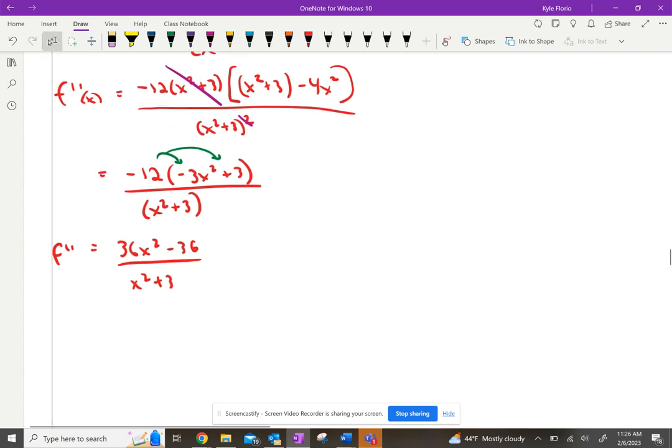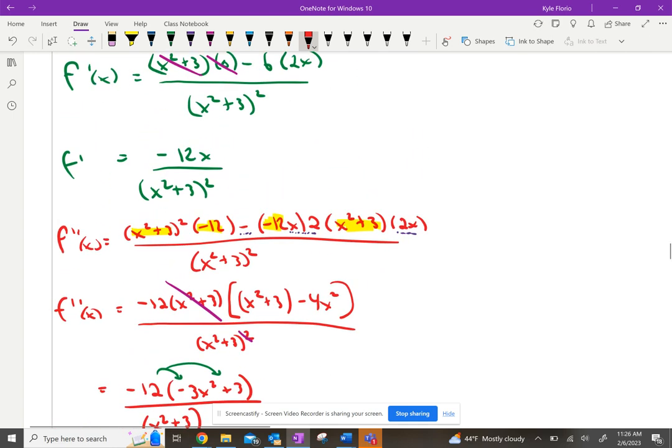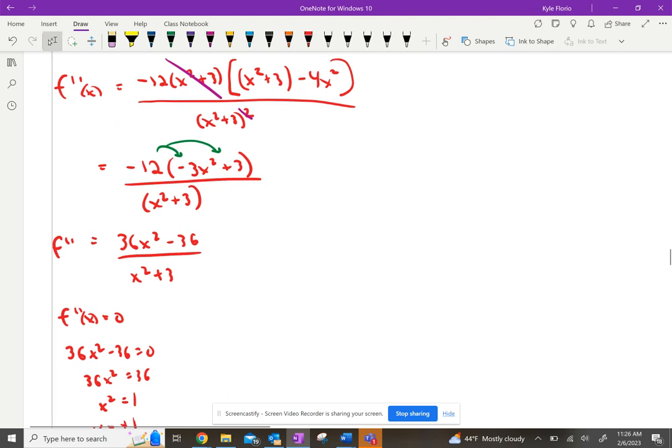Now, where is this thing 0 or undefined? So the second derivative equals 0 when the numerator equals 0. So that's when 36x squared minus 36 equals 0. Add 36 to both sides. Divide both sides by 36. So x is going to equal plus or minus 1. Real quick, can I plug plus or minus 1 into my original function? Absolutely. Whether I plug 1 or negative 1, I won't get a 0 in the denominator, so we're good.